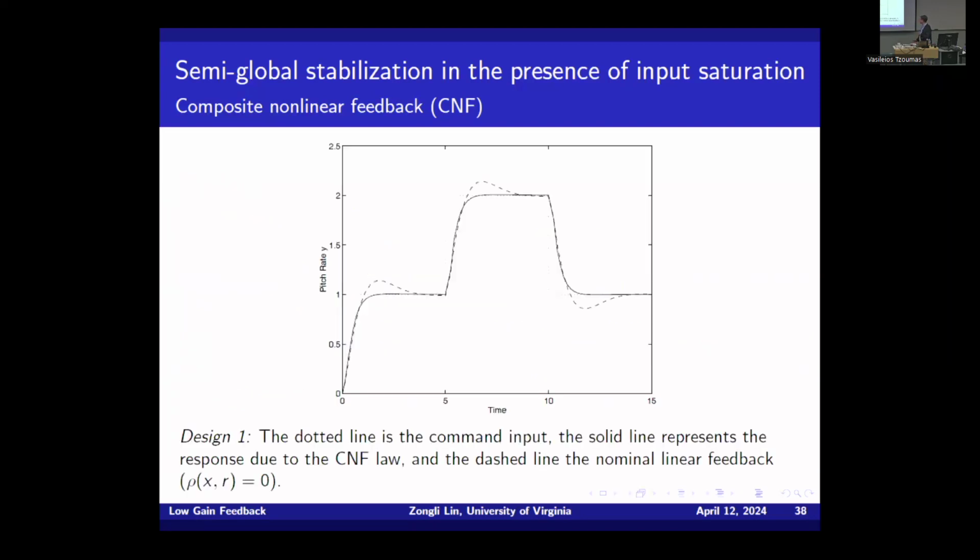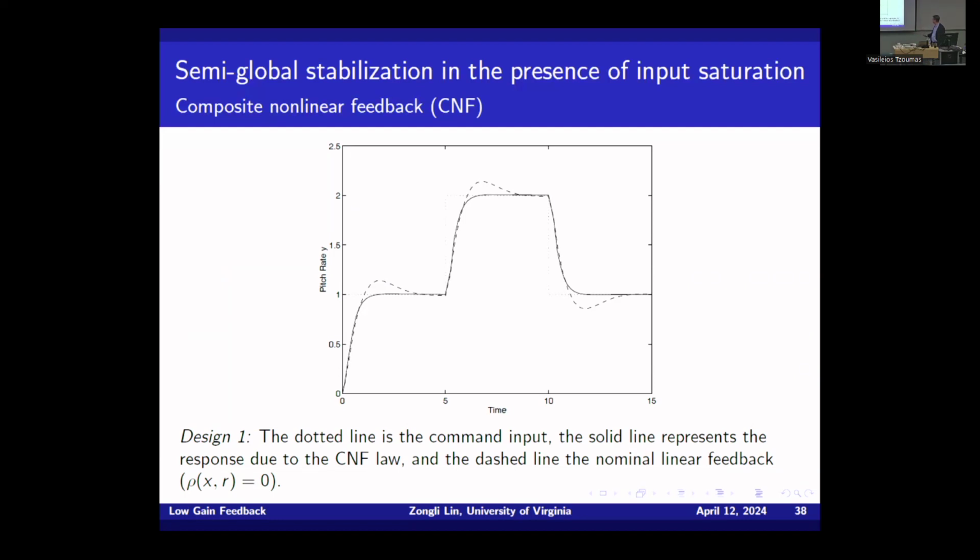And you can see that's the response. The dotted line here is the reference, right? So the output here is the pitch rate of the airplane. And the dashed line here is what? If I let low gain feedback continue, this will be linear feedback. You have this, this is the 0.7 damping ratio response, right? And this is the 0.7 damping ratio's overshoot, is that right?